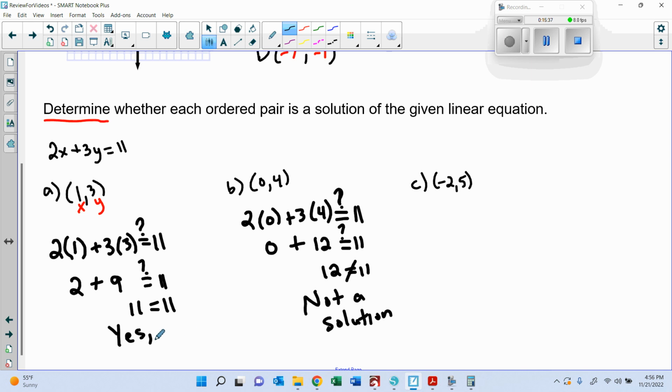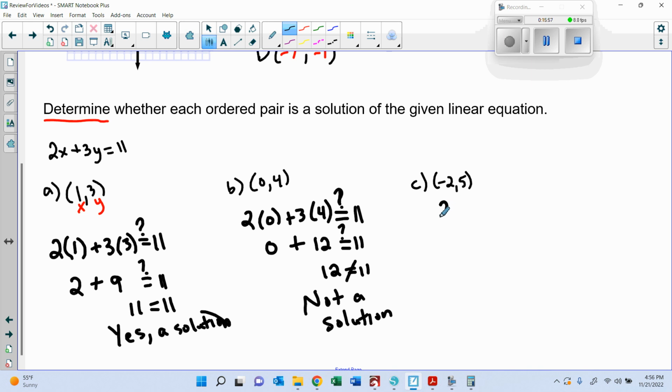Okay, and here we should say yes, a solution, because we shouldn't just say yes. It is a solution. Okay, now let's try the last one. And remember, we have to try all of them because all of them could work, or 2 of them could work, 1 of them could work, none of them could work. We don't know. So we got to try them all.